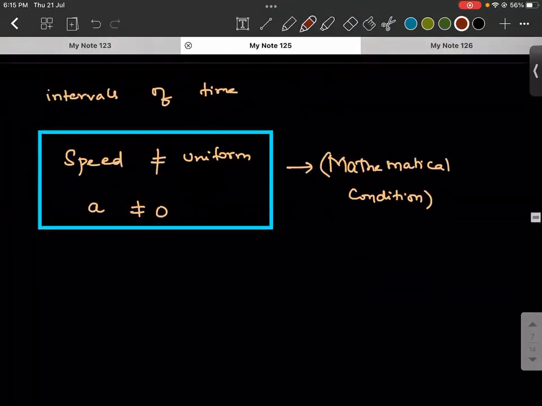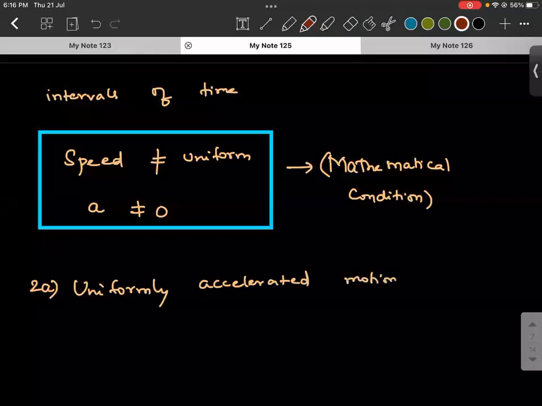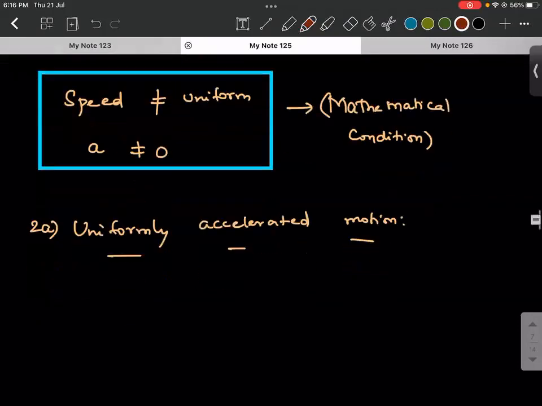So under non-uniform motion, I'm going to deal with a subcategory 2A, which I'll call uniformly accelerated motion. The first point I would like to stress here is, do not get confused between uniform motion and uniformly accelerated motion. Uniformly accelerated motion has something to do with the uniformity of the acceleration, whereas uniform motion has something to do with the uniformity of the distance traveled by the object or speed.